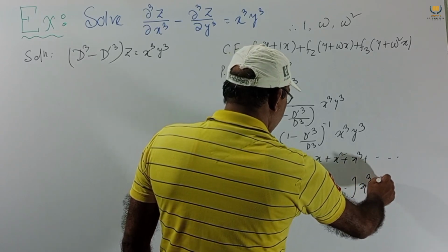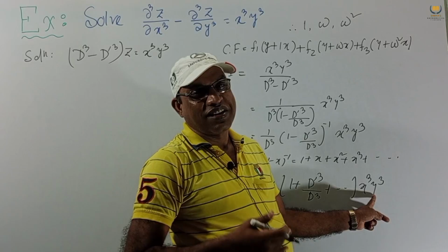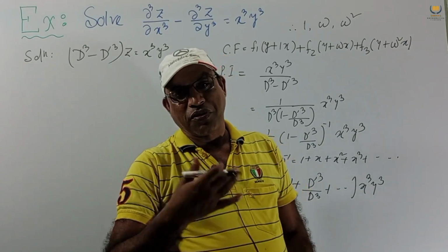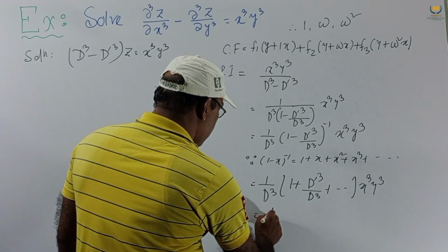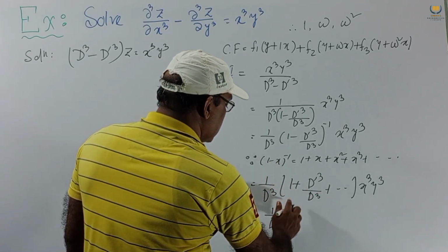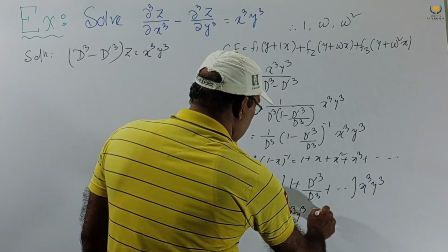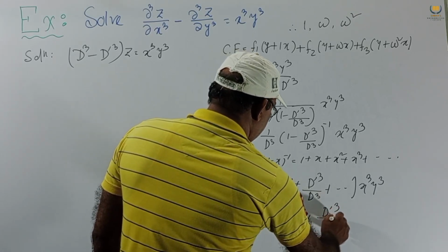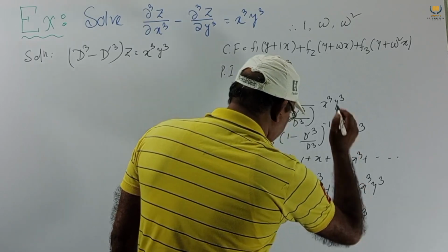Other terms we need not write, because here it is D cube and the highest power is cube. The third order is constant, so the fourth order will be 0. No need to write other terms. So this is 1 by D cube multiplying with x cube y cube, that is D dash cube by D to the power 6 x cube y cube.